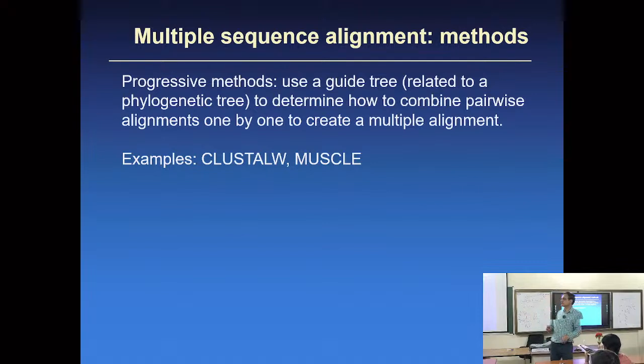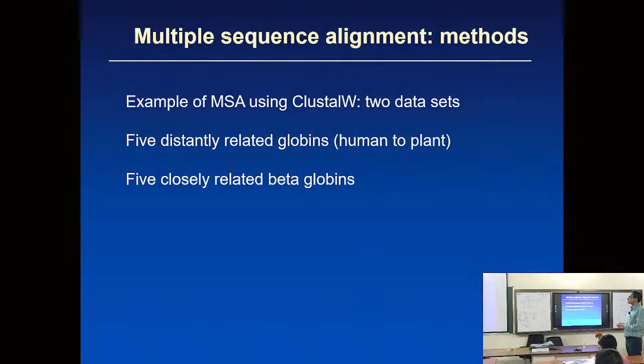One of such methods is called progressive methods, where a guide tree is constructed, which is similar to a phylogenetic tree. And then that guide tree guides how these sequences have to be aligned one by one to obtain the multiple alignment. Okay. So we will see in a moment. So progressive methods are ClustalW and Muscle.